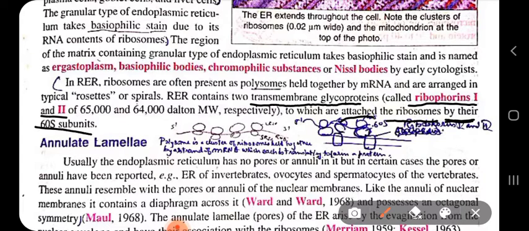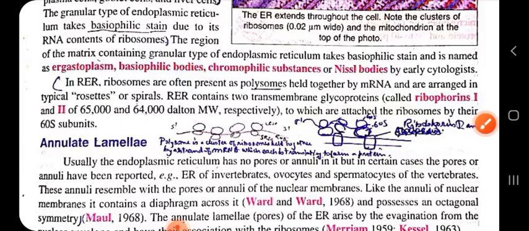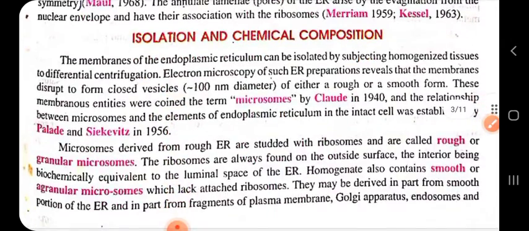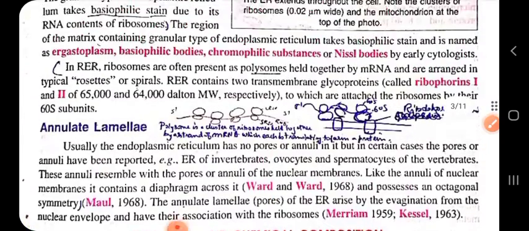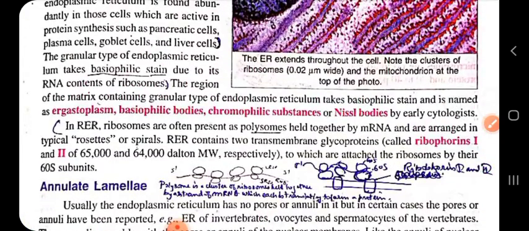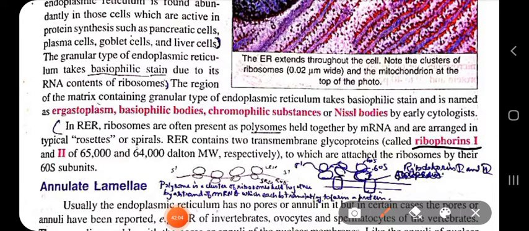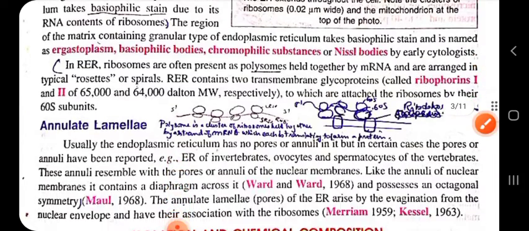by their large subunit, which is the 60S subunit. So the ribosomes are attached to the endoplasmic reticulum with the help of transmembrane proteins called riboforins 1 and 2. Now, if I say where it attaches, well, ribosomes, I think you have studied in your junior classes a little bit, in your class 12.